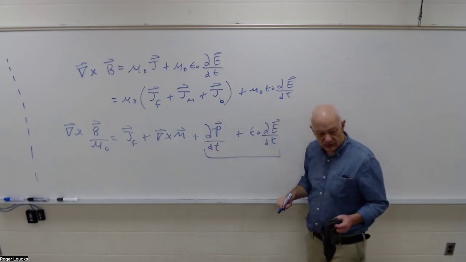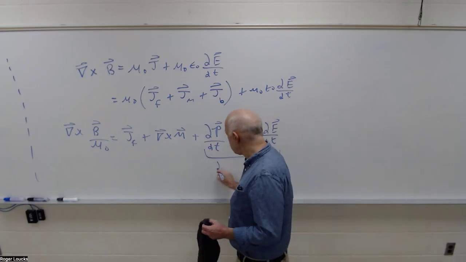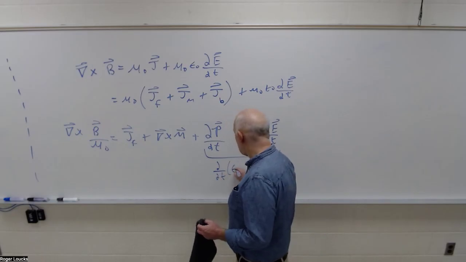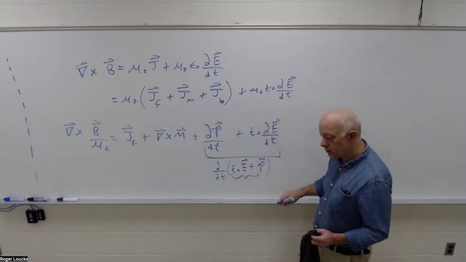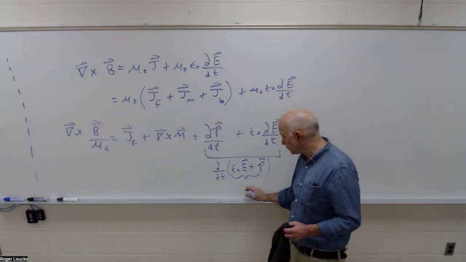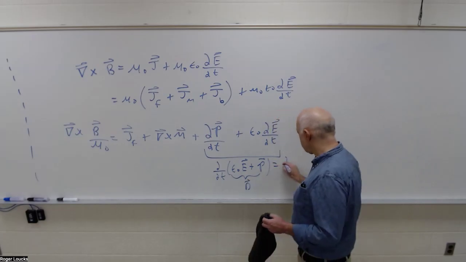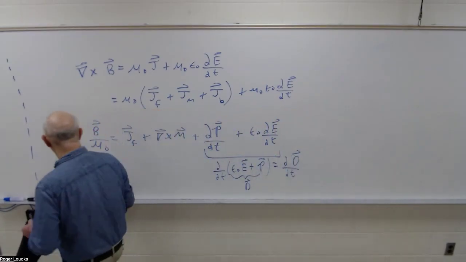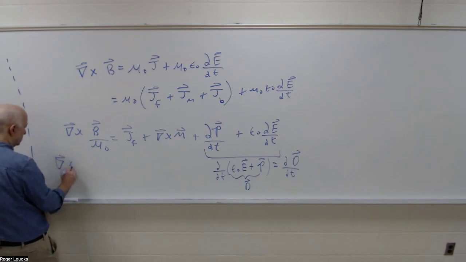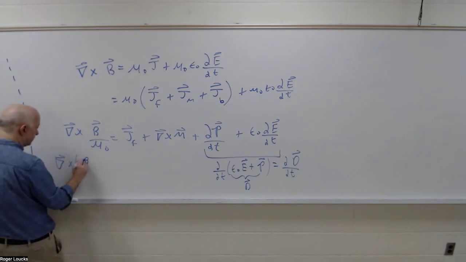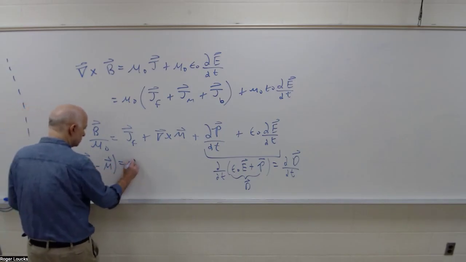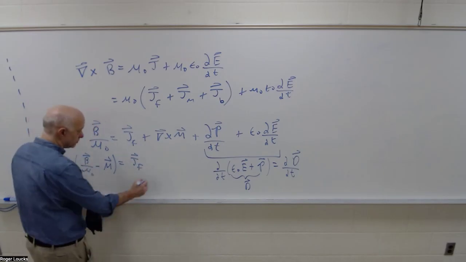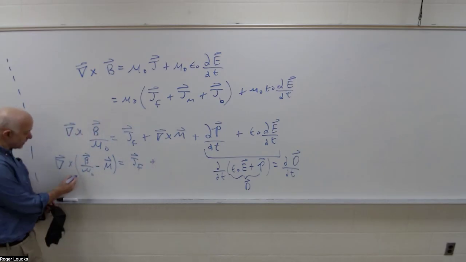Okay, we can group those pieces together. I can write this as a partial with respect to T of epsilon naught E plus P. And we look at this, and this is our buddy. This is our displacement vector D. This is the partial of D with respect to T. Take this over here. Factored out the curls. And then we define this to be something here.